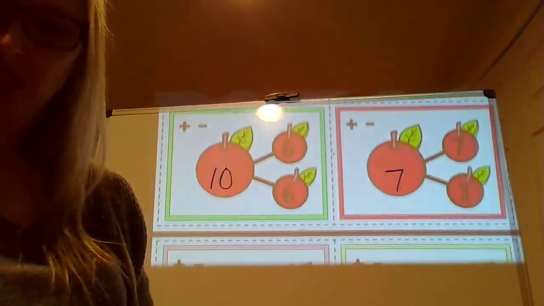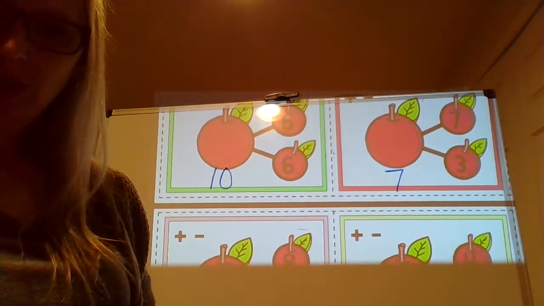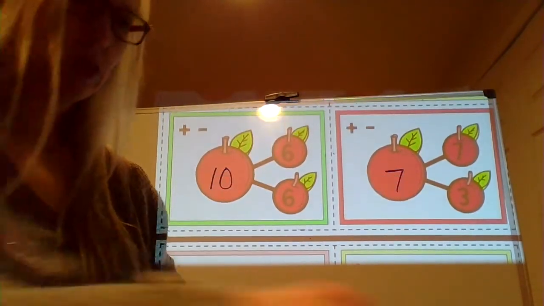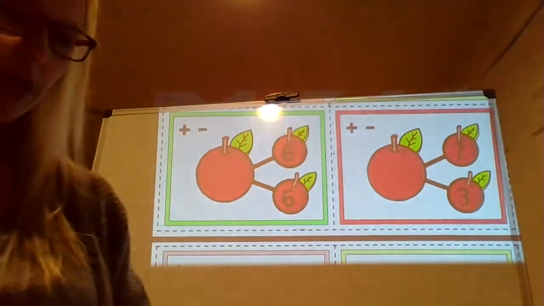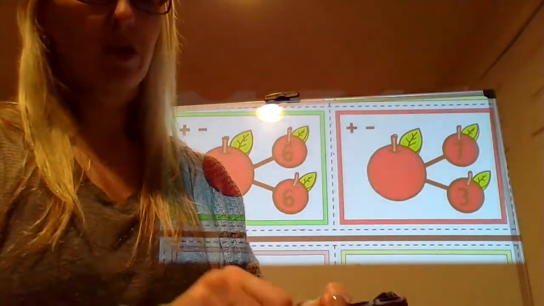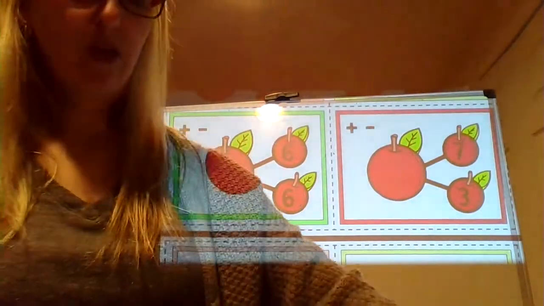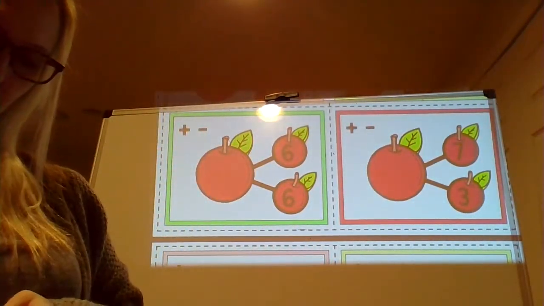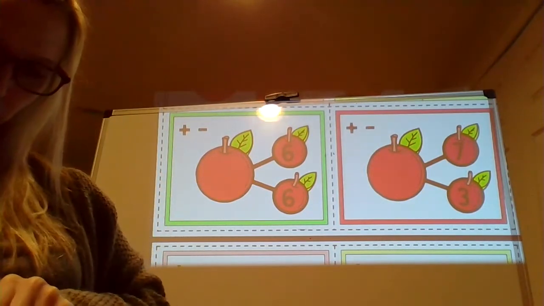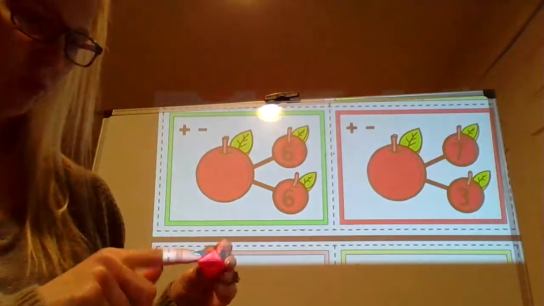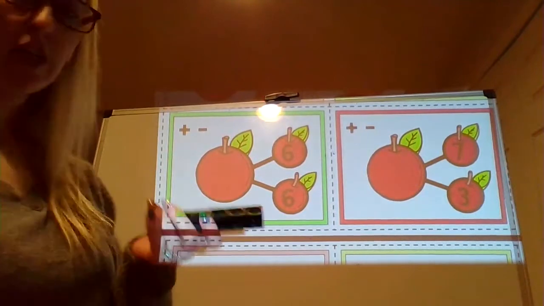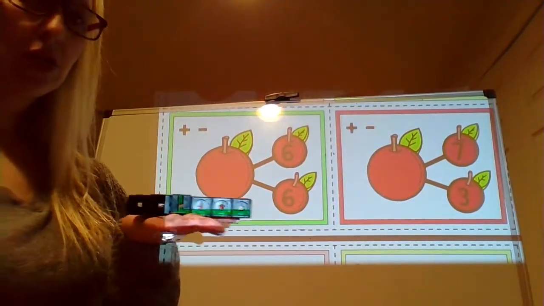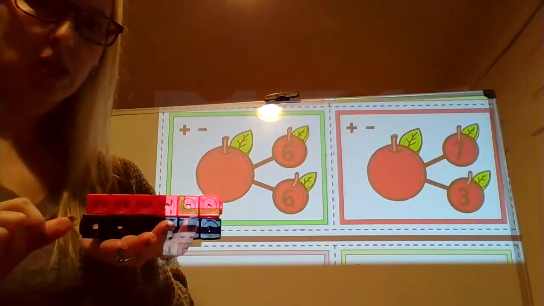Okay. Let's do another one. Okay, this time you need to make 2 piles of 6. A pile of 6 and a second pile of 6. So count out 6 items and put them in a pile, and count out another 6 items and put them in a pile. Okay, so I've got my 6 black counters and my 6 red counters.